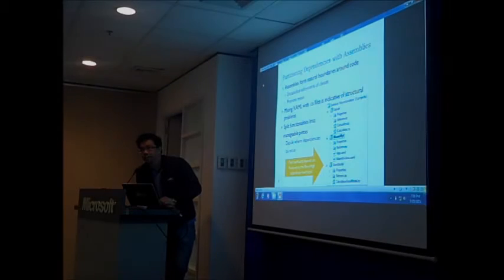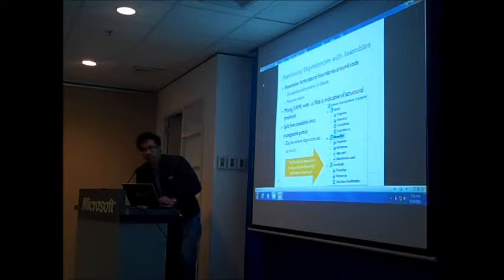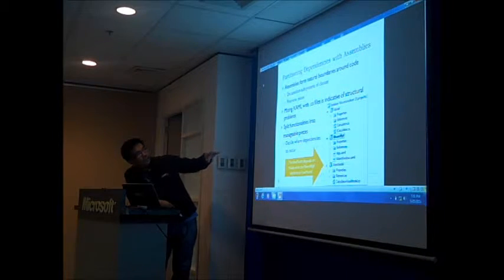Pero as far as I know, the expression blend, ginamit nila yung architectural pattern na yan to separate the concern between the view, the model, and also interaction between the two layers. Alright? So this is a classic example of partitioning dependencies.